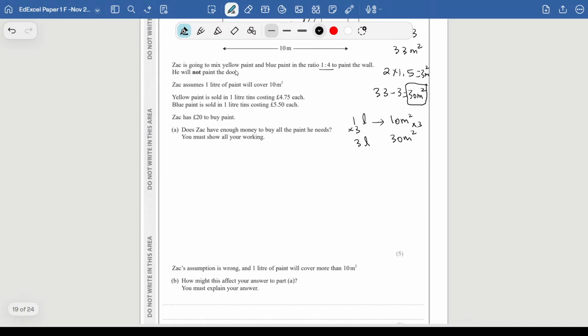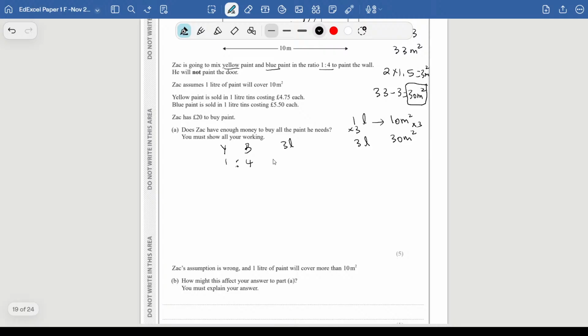But he needs to mix 2 different colors, yellow and blue, in the ratio 1 to 4. He has a total of 3 liters. So how much of each of these paints does he require?